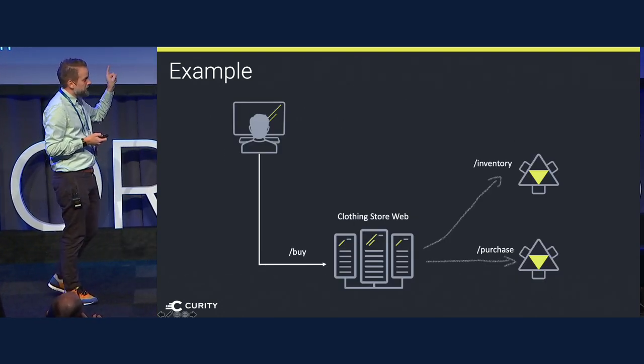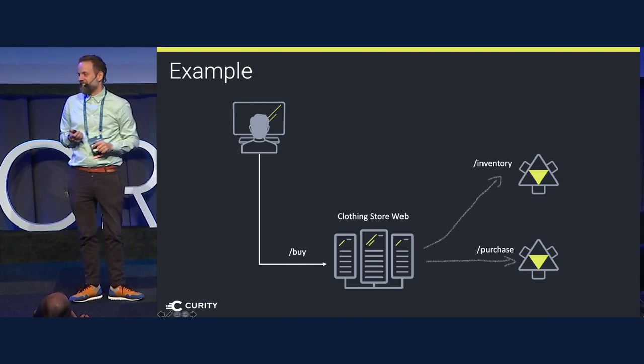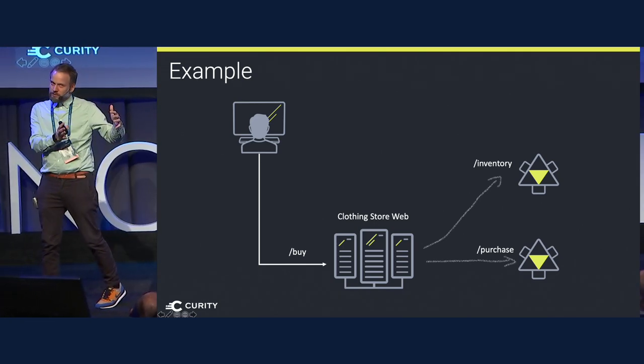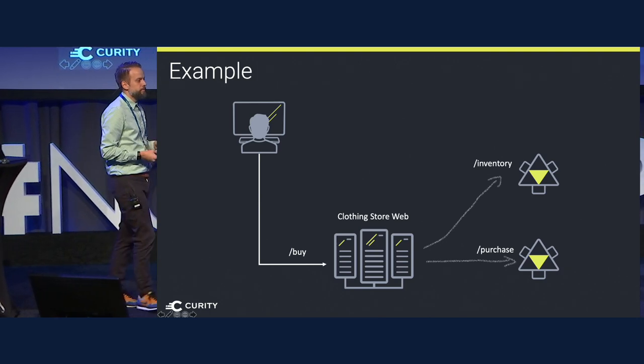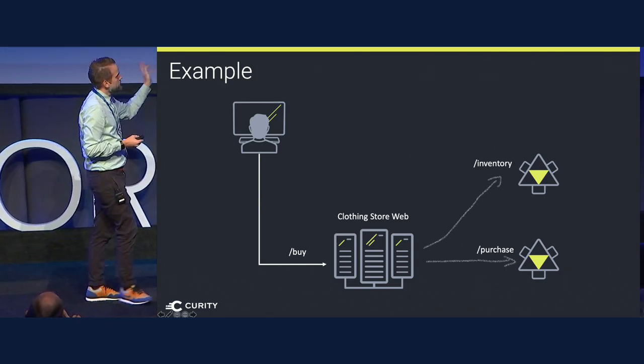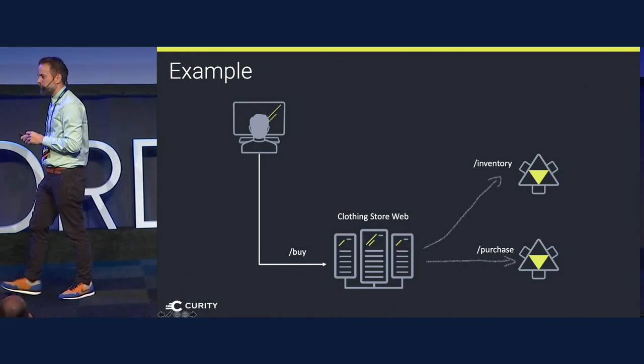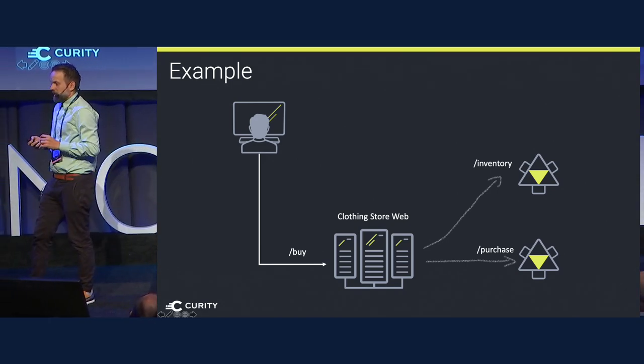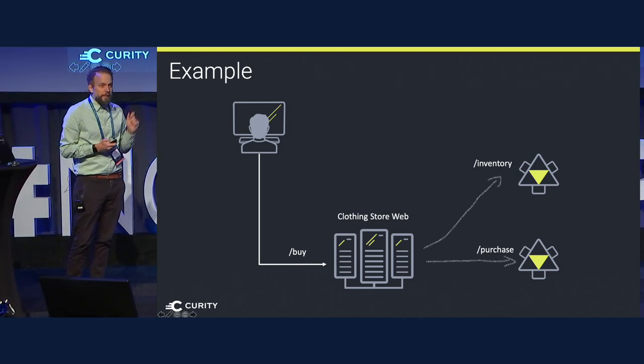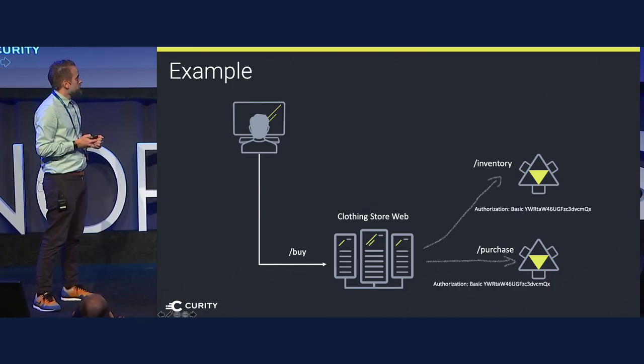So if we take this example of me buying stuff at a clothing store, and we make it a bit more realistic, just a bit, there's probably some front-end web service, some app, serving the store that I'm in, and there's probably a couple APIs there, an inventory and an API where I can purchase stuff that the clothing store will access. So I don't access those directly from the browser.